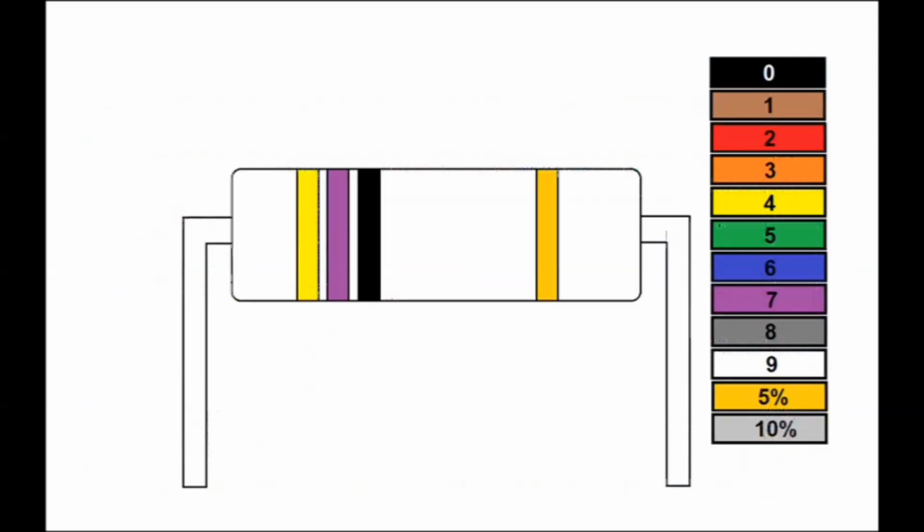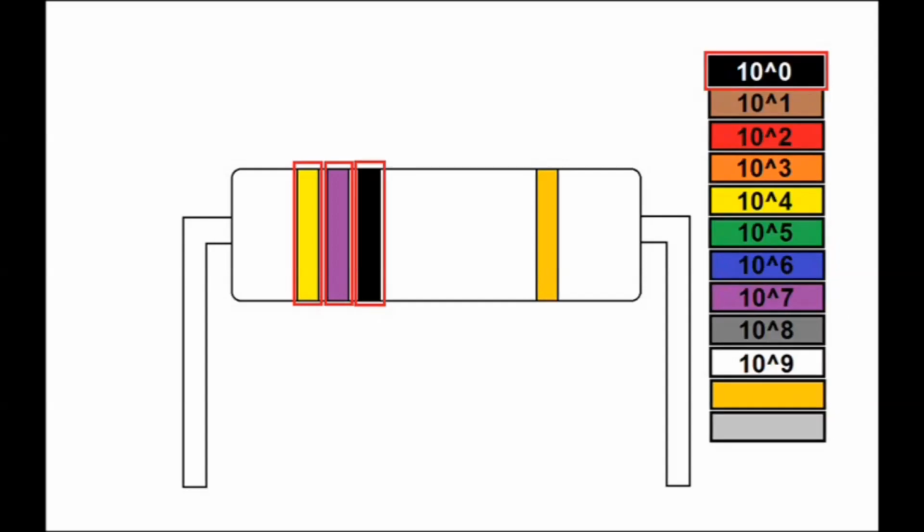We can tell the value of a resistor by looking at the color bands. Each band has a value according to the color as shown. The first band is yellow, which has a value of 4. The second band is violet, which has a value of 7. And the third band is the multiplier, and the value of this is 10 to the power of the color value. The band is black and has the value of 10 to the power of 0.